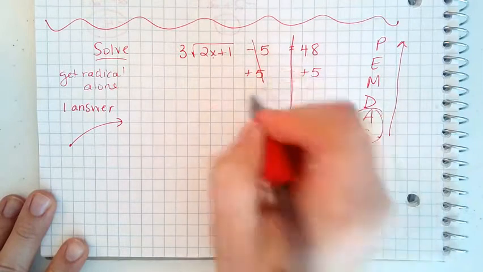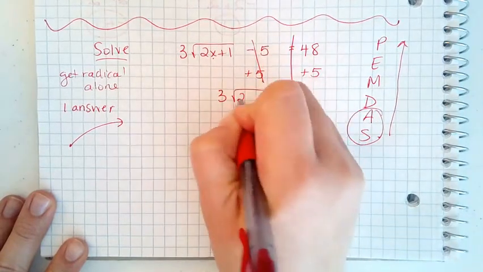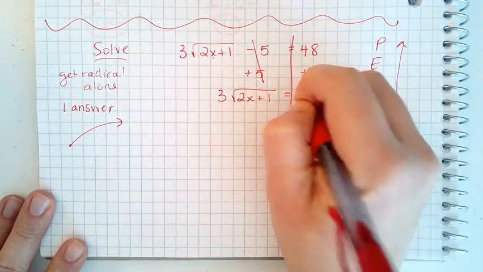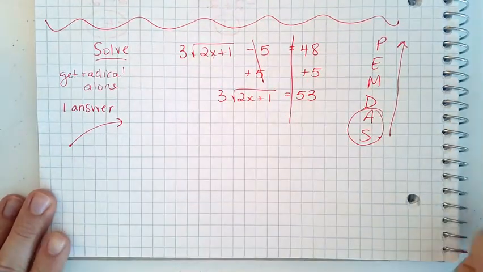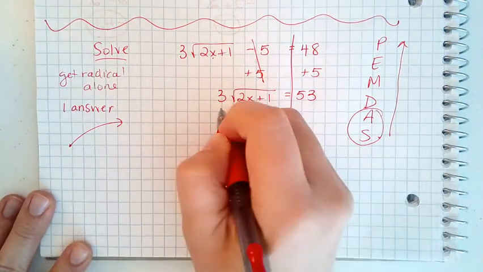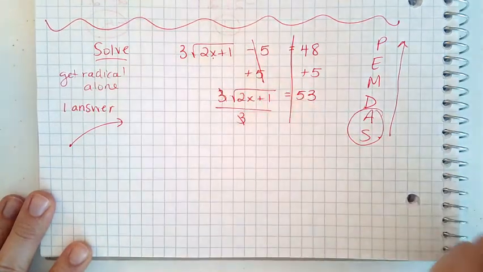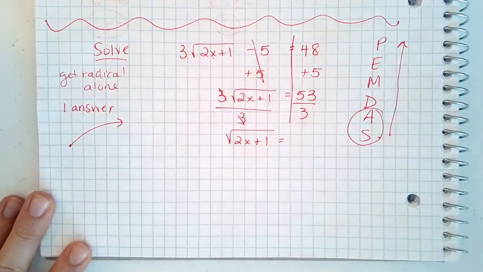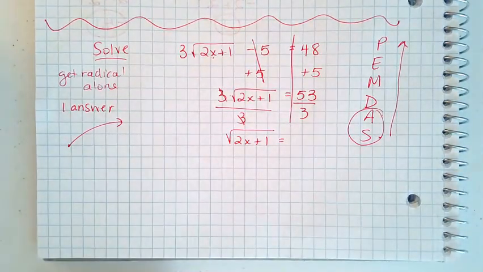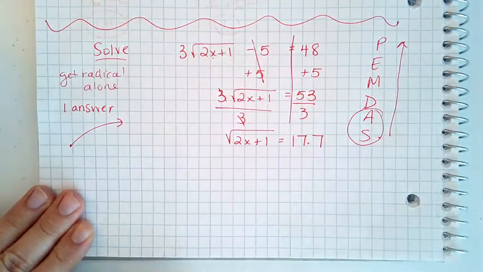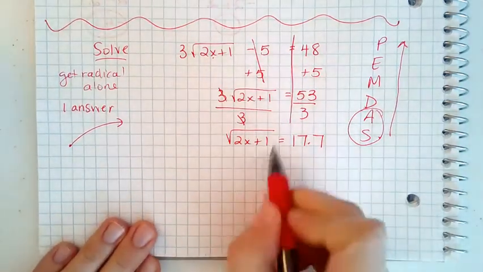And then I'm left with 3 root 2x plus 1 equals, and then we end up getting 53. Feels like weird numbers. That's okay. Then I'm going to still get that radical by itself. So I'm going to divide both sides by 3. And I get root 2x plus 1 equals, and 53 divided by 3 rounds to the nearest tenth, 17.7. And now my radical's by itself.